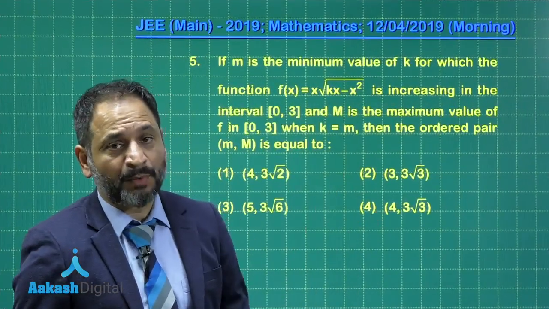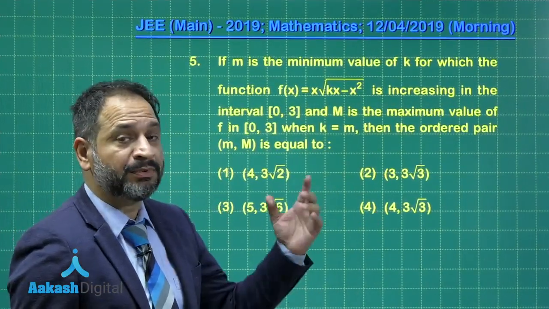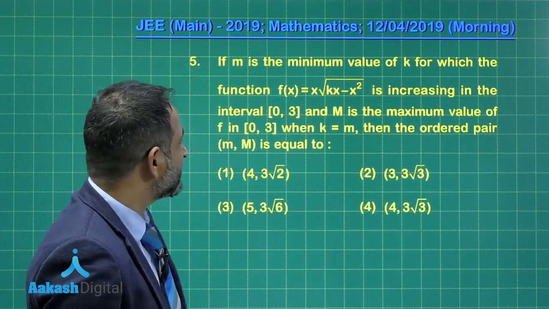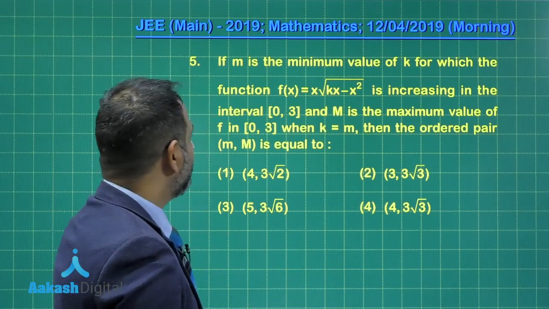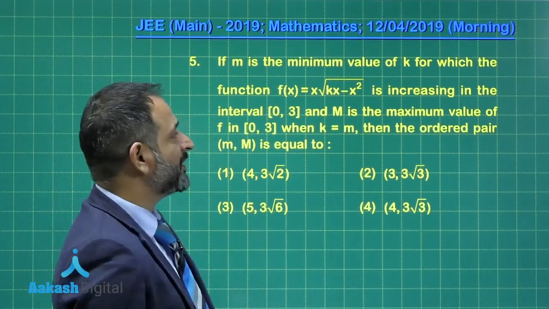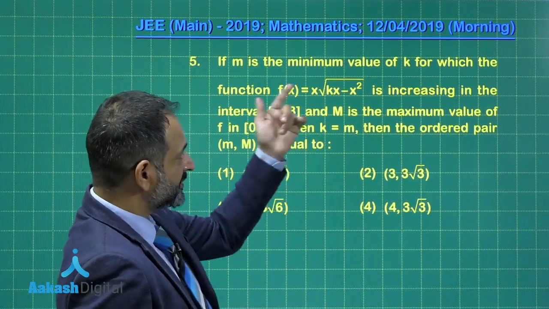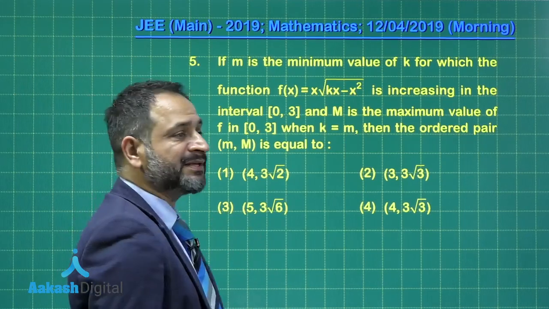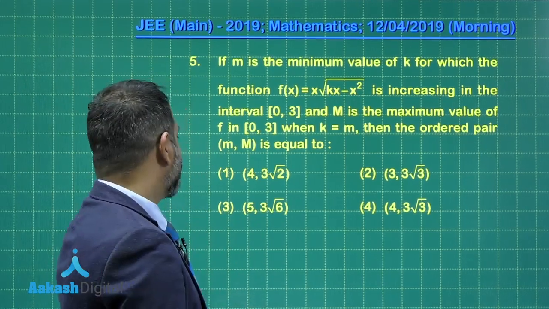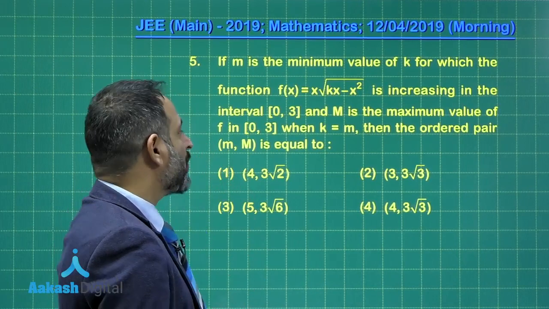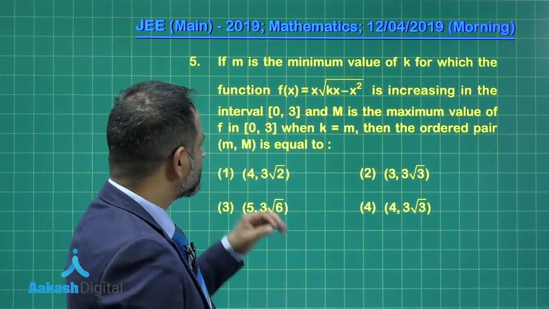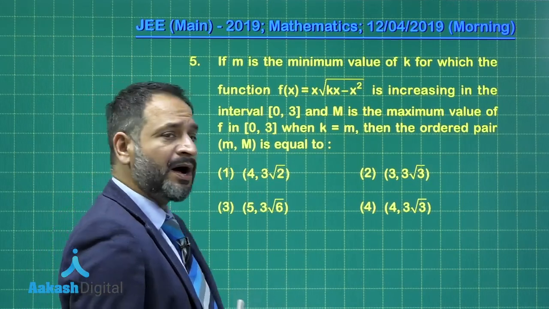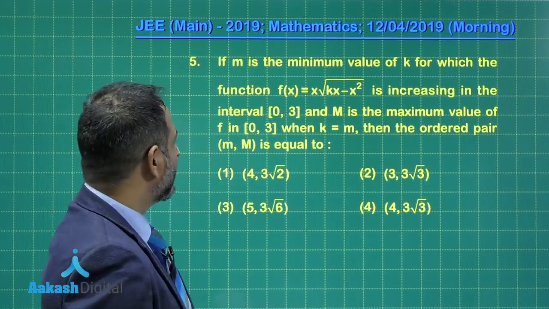So, this is a problem from calculus, a problem as hard as iron. For this JEE Mains paper, you can see what is given here. Small m is the minimum value of k for which the function is increasing in the interval 0 to 3, and capital M is the maximum value of f(x). We have to find out both small m and capital M. So, let us first concentrate on the first part, that is how to calculate the small m.